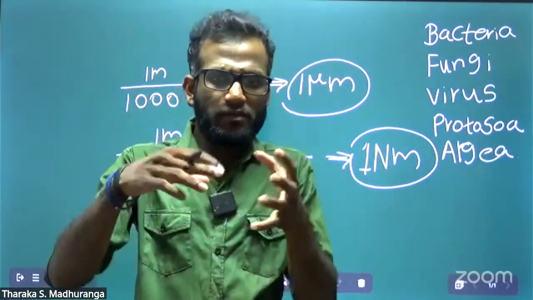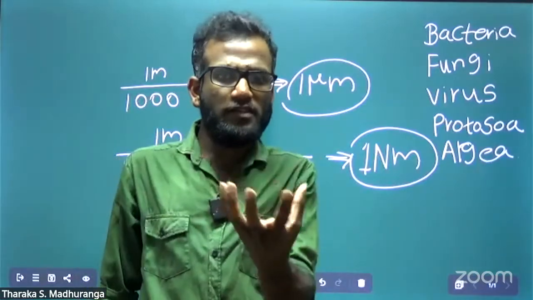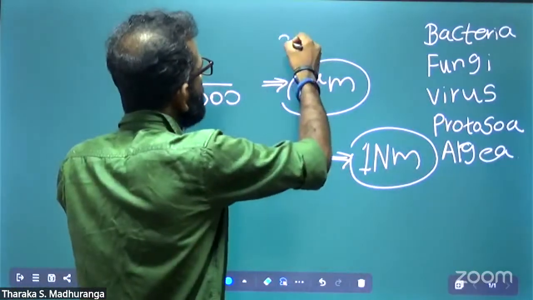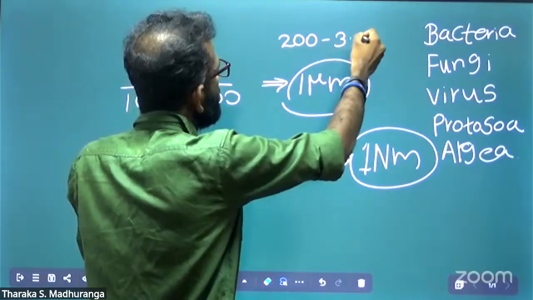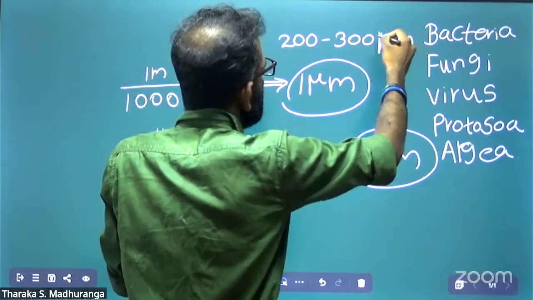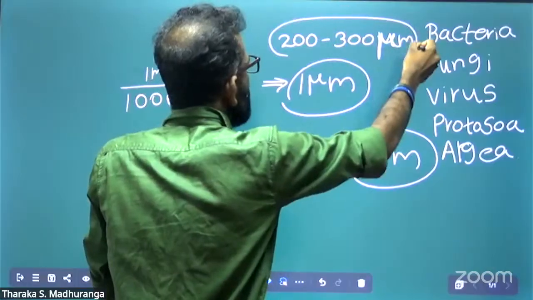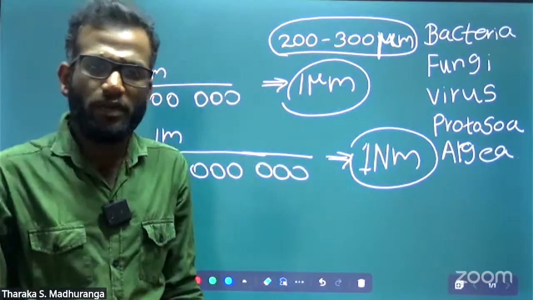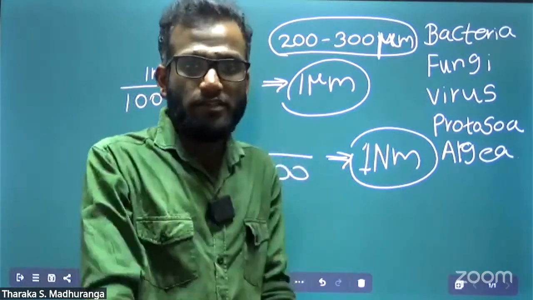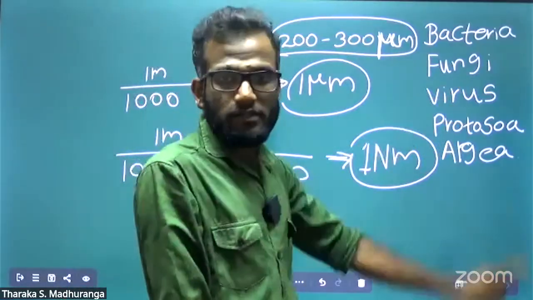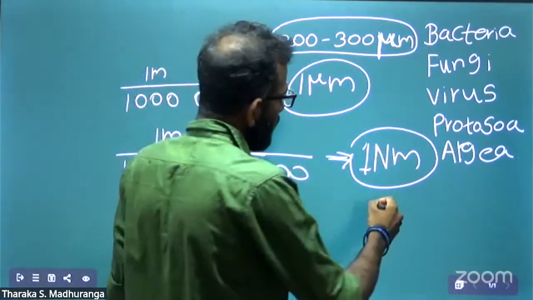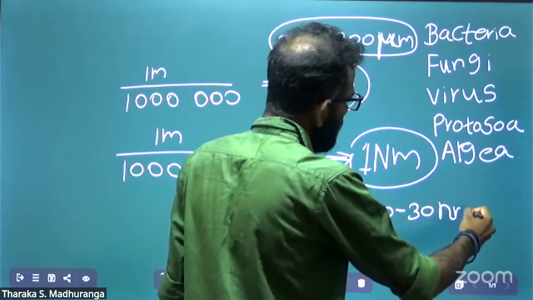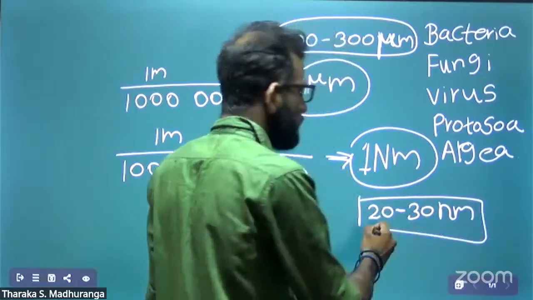Do you know bacteria and fungi? Their cell sizes, their organism sizes, are like 200 to 300 micrometer. Last day also I told you about it in the cells lesson. They are comparatively large compared to viruses. The virus size is like 20 to 30 nanometer. You can see they are different.